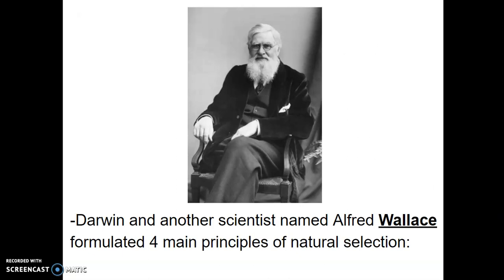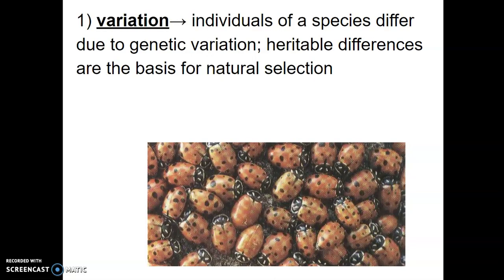So Darwin and another scientist friend of his named Alfred Wallace, this is old Alfred Wallace here, they formulated 4 main principles of natural selection. And these are super important in understanding how natural selection works. One is variation. Within a group, a species of certain type of organism, there is variation in the way they look, in their genetics. There is a variety. There are a lot of different choices in that group. And heritable differences are the basis for natural selection.